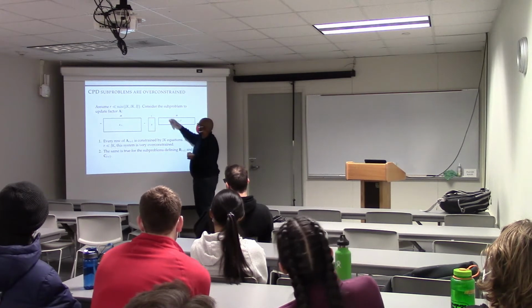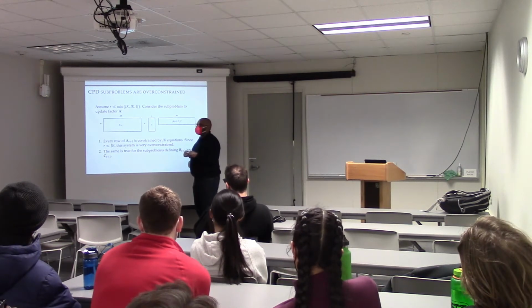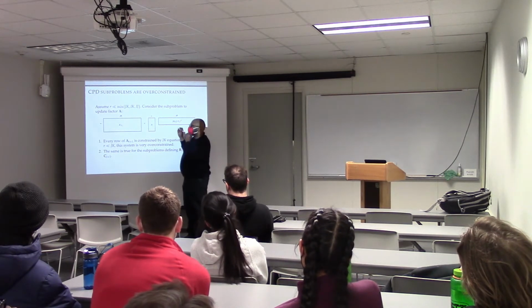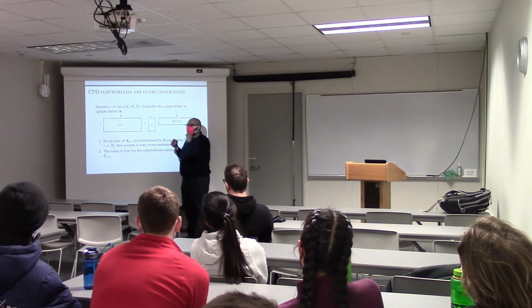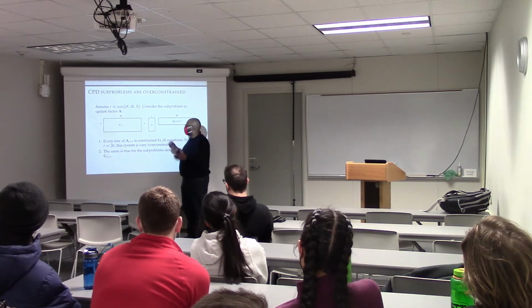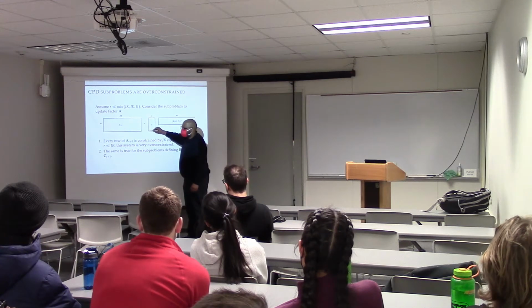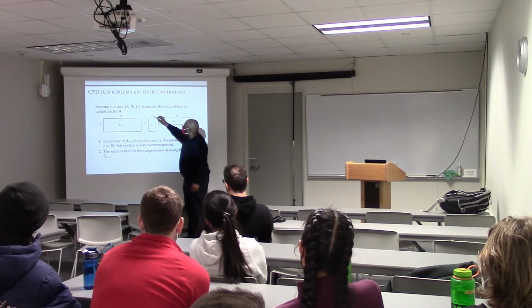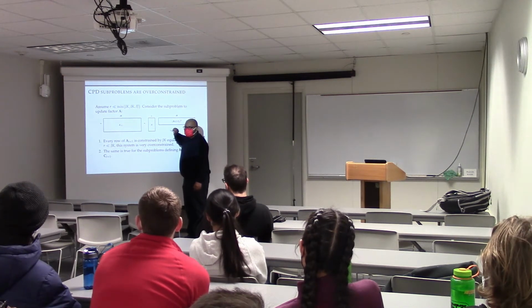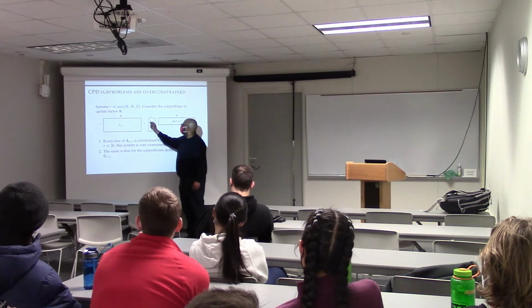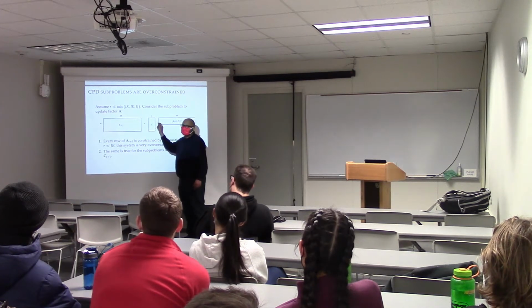So consider the subproblem to update my factor A. A, remember, is a basis for my column space. So it has I rows, and it's rank R, so it has R columns. So each row of A has R degrees of freedom.